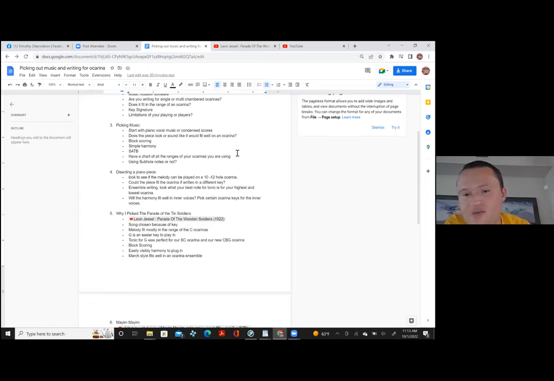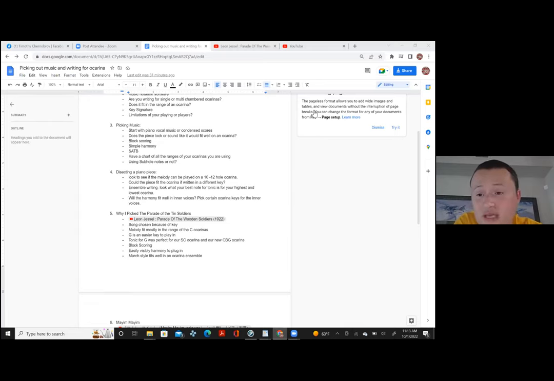One of the examples I'm going to be bringing up with ensemble writing is to look at what your best note for tonic is for your highest and lowest ocarina. Or even if you're playing solo, do you have enough range on the low end and high end to be able to play the melody, or are you going to need a multi-chamber for that? So I'm always looking at what I can find for my lowest and highest note in my ocarinas.